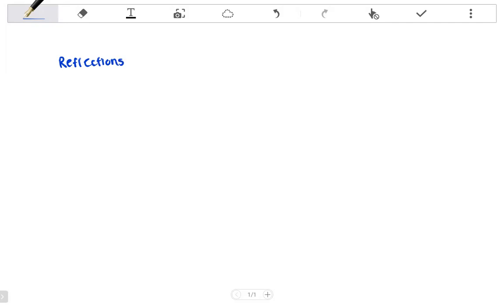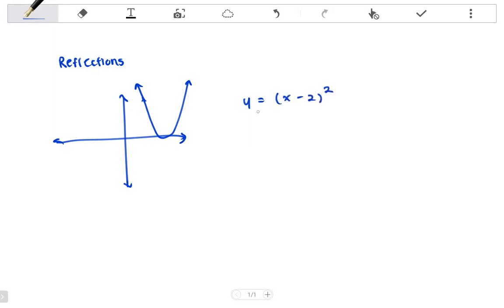Reflections are also pretty easy. If we're given, let's say, a graph, let's say that's y equals (x minus 2) squared. From here, it shifted 2 units to the right, okay? And we're told that this equation is reflected over the x-axis. So this whole thing became like this. It flipped over.